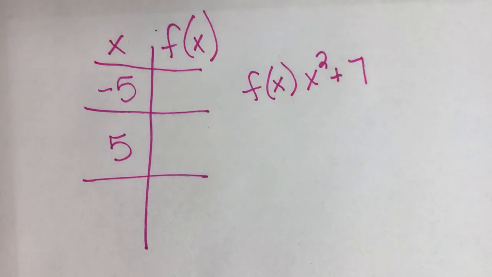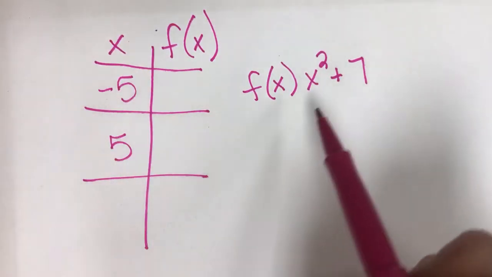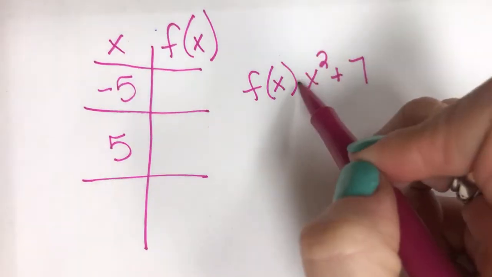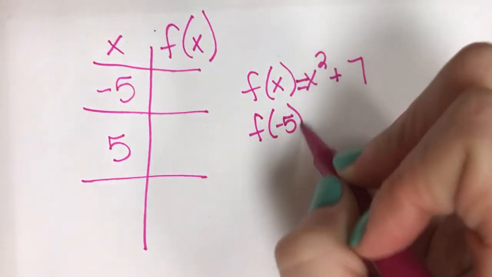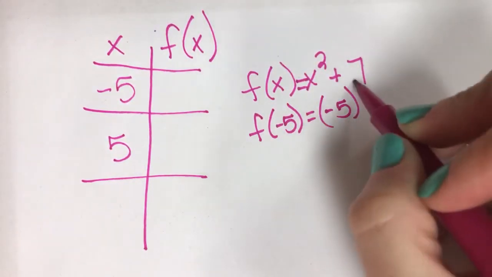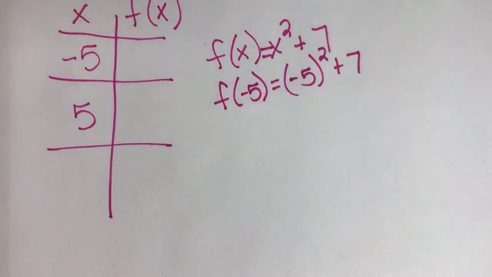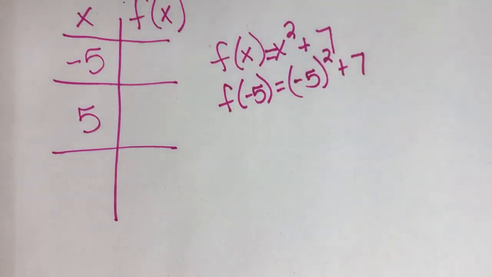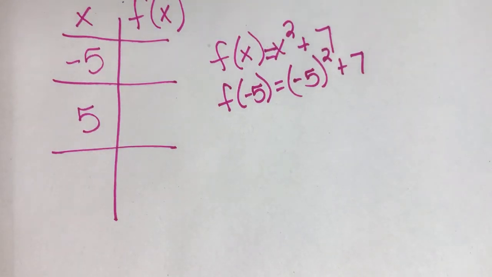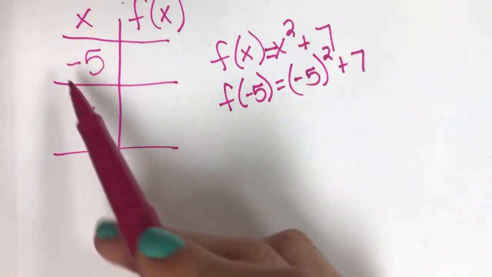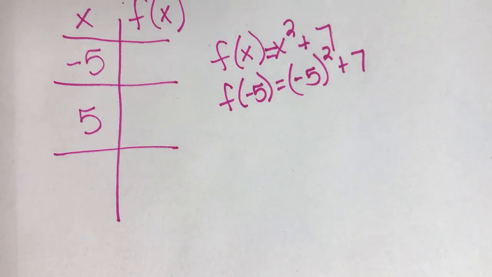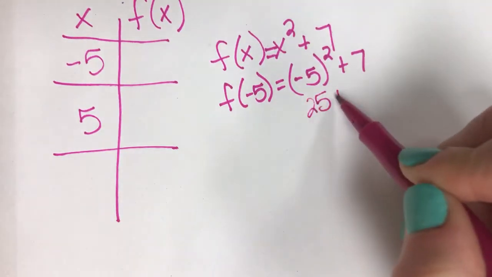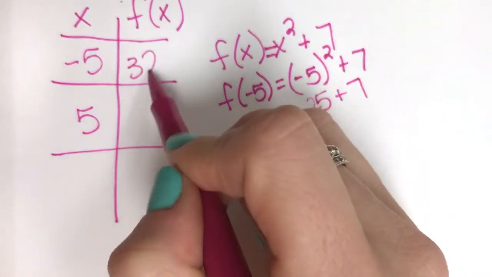Okay, if I want to evaluate this for -5, I'm going to take that -5 and plug it in for my x. So f of -5 is then going to be -5 squared plus 7. The key is that this -5 has to be in parentheses, right? I want that entire -5 squared. So whatever value I'm plugging in is going into parentheses. If you're typing this in your calculator, you are going to have to include those parentheses or you will get an incorrect answer. So -5 squared is 25, plus 7 will give us 32.